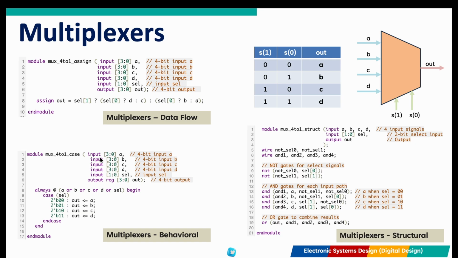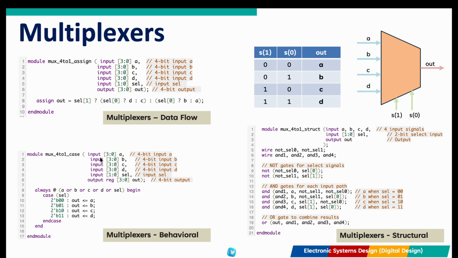Finally, we have structural modeling. To keep it simple here, we are looking into a 2-to-1 mux. In this style, we aren't writing equations or behavior. We are manually soldering gates together in the code. We define a NOT gate for the select line, 2 AND gates to check the inputs, and an OR gate to combine them.